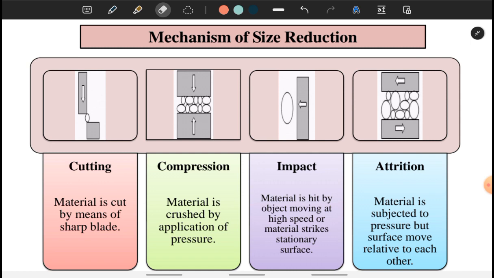Next is compression. In this, the material is crushed by the application of pressure. You can see that these are two surfaces, and the material is placed in between them. Pressure is applied from both surfaces, and the material size is reduced by the application of pressure. It is compression.